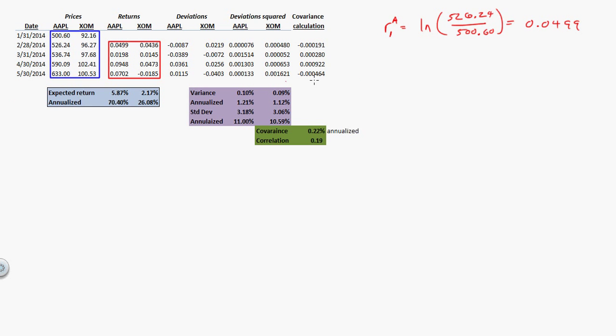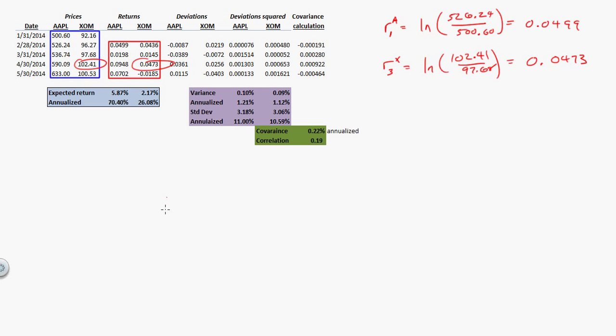That will equal 0.0499. Okay, so very similar to that. Let's look at this return right here. That would be my return 3 for ExxonMobil. That would be the natural log of the ending price in this case, 102.41, divided by the beginning price, 97.68. Now notice the ending price and the beginning price changes through time because we're going back through historical data. That's equal to 0.0473. So that's how I do each of my returns.